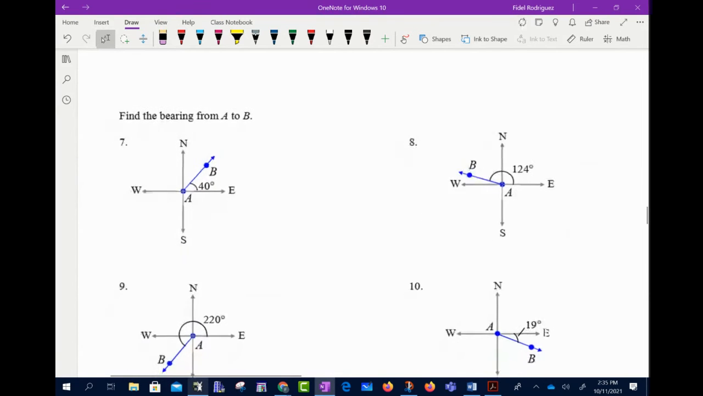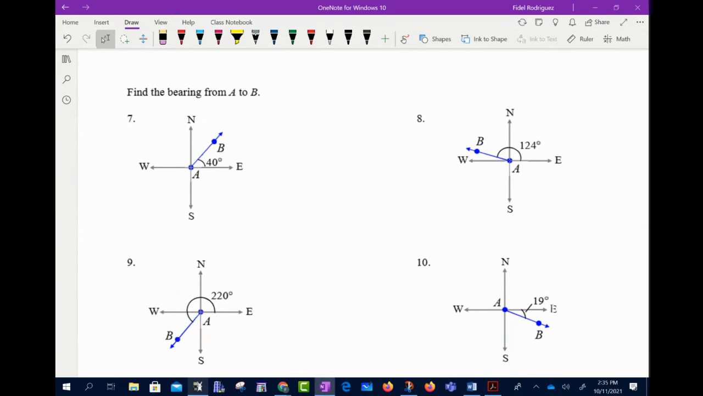Okay, so look what it's asking me to do. Find the bearing from A to B. So, first question, look towards A, look towards B. What direction are we heading in? Are we going up or are we going down? Okay, so we're heading north. What is my angle going to be?